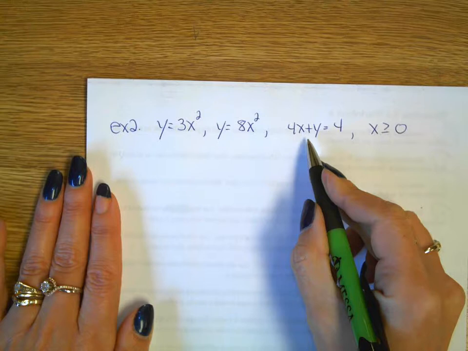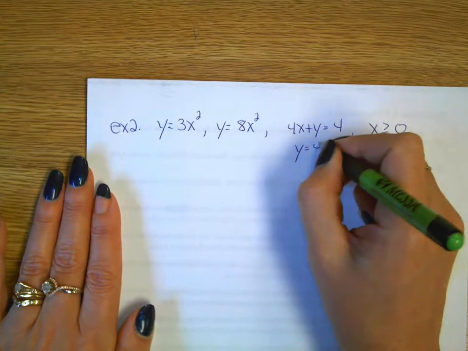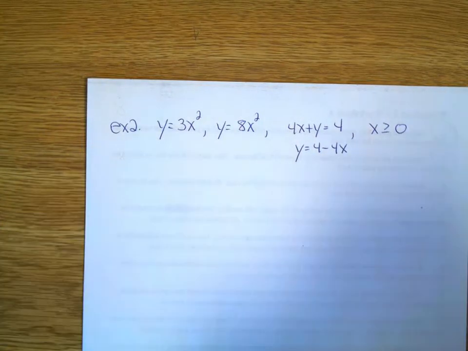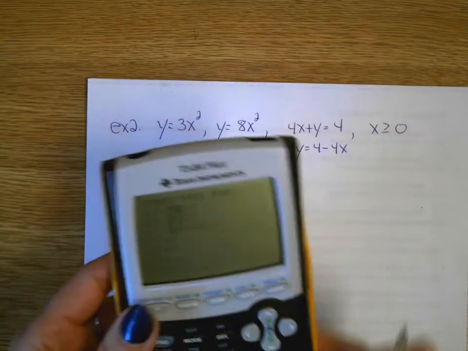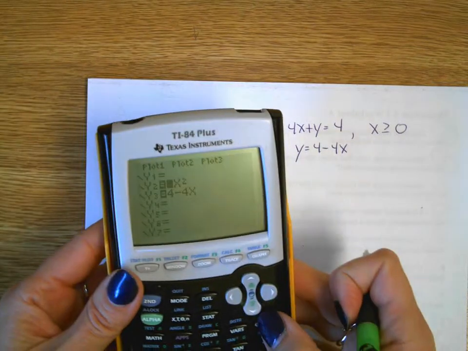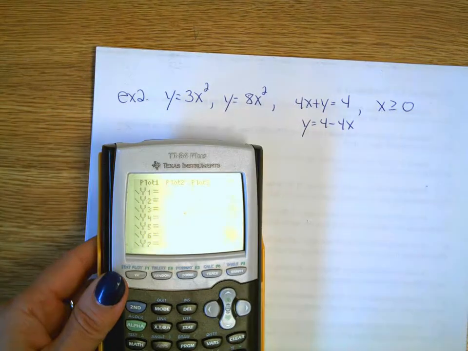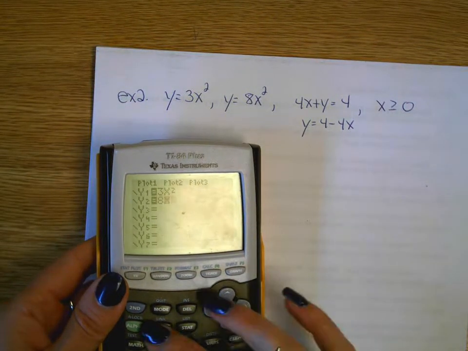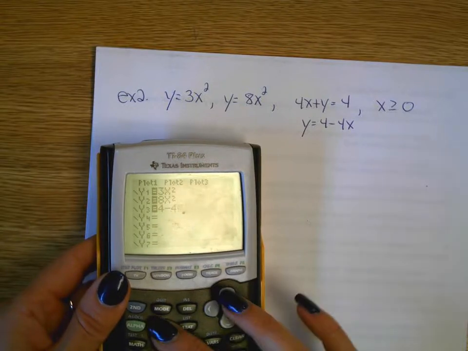Okay, I'm going to get this one calculator ready by subtracting the 4x. So y equals 4 minus 4x is what I can type in. Okay, I'll start this over so you can see everything I did. So I got 3x squared, 8x squared, and 4 minus 4x.